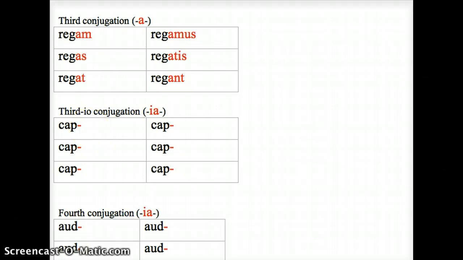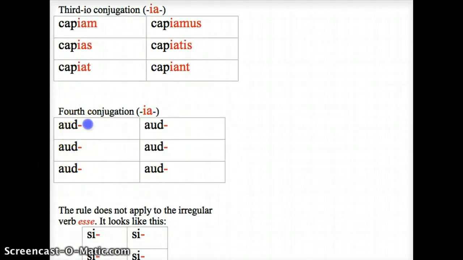You try capio. Capiam, capias, capiat, capiamus, capiatis, capiant. Right? And then audio works much the same way. Audiam, audias, audiat, audiamus, audiatis, audiant. Get rid of those hyphens, make it look nice. And there's your subjunctive.